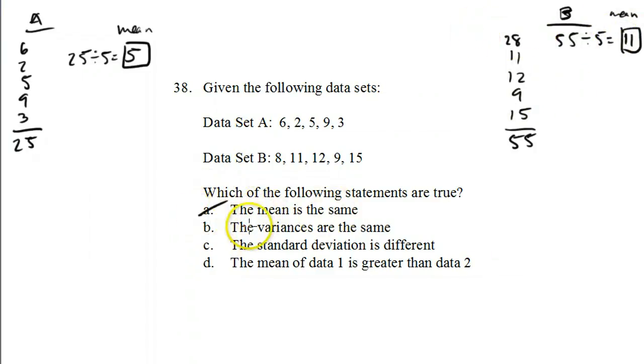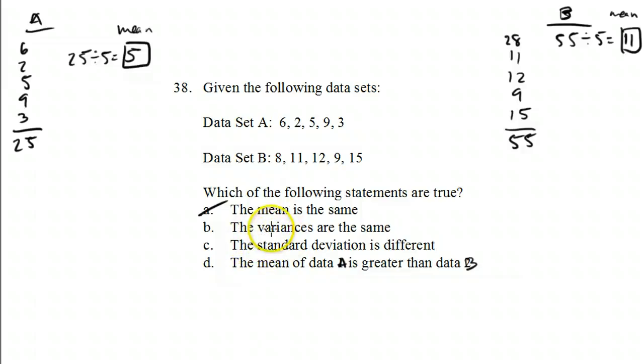So first, are the means the same? No. Is the mean of data 1 greater than data 2? I think they mean data set A greater than data set B. And no, this is less than data set B. So that means the variances are either the same or they're different.